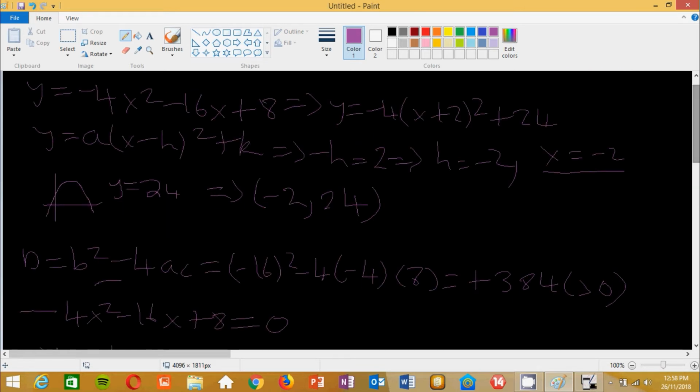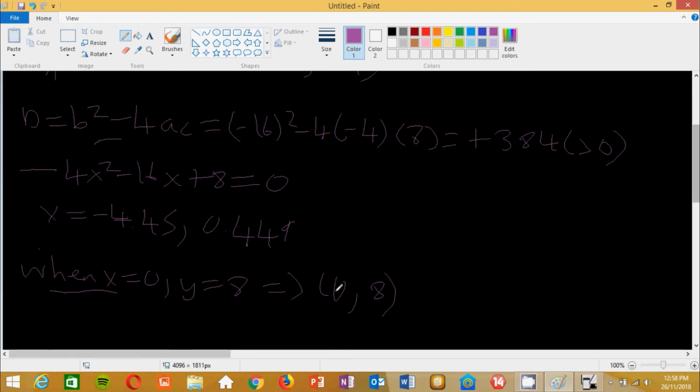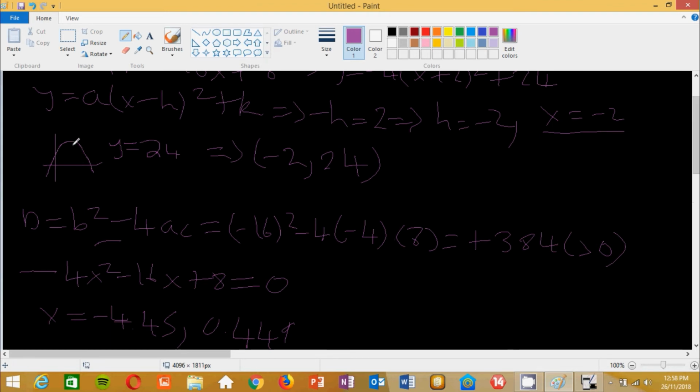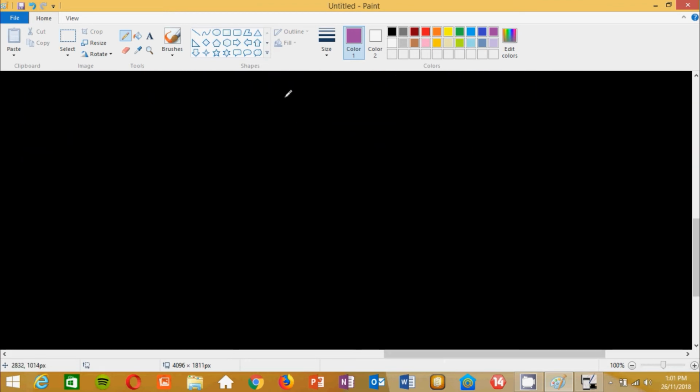So now we have all the things we need to know. We know the shape of the curve. We know that it intersects the x-axis because the discriminant is greater than 0. We know where it cuts the y-axis, at y equal to 8. We know where it cuts the x-axis at these 2 points, and we know the maximum point. So now we just need to sketch the curve.